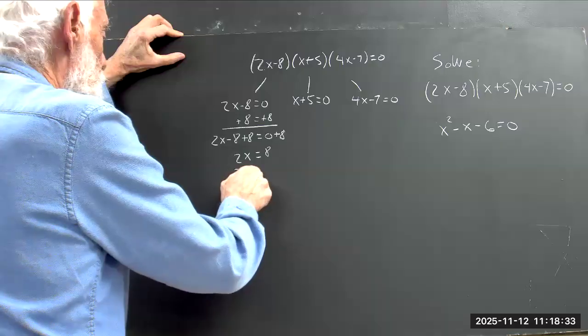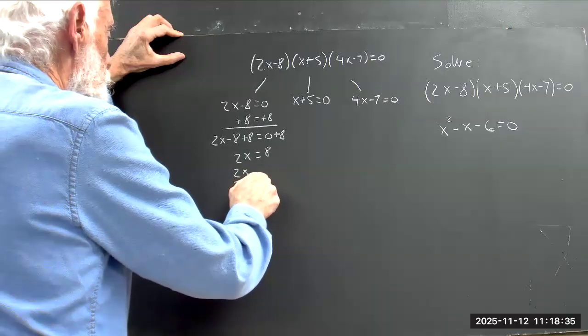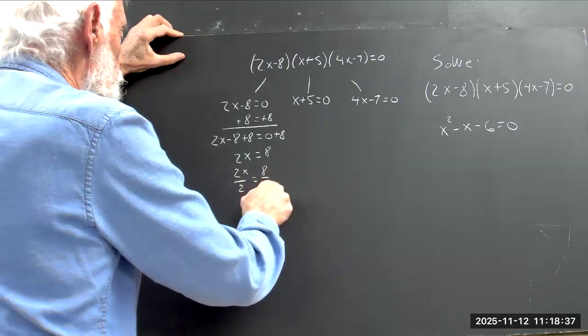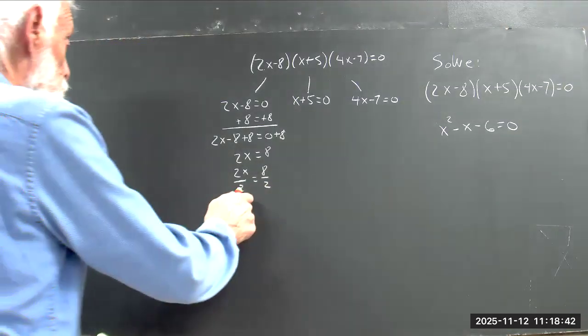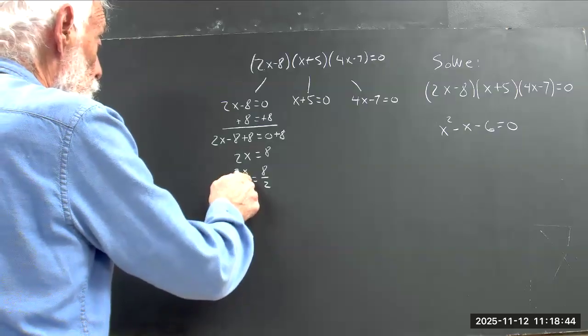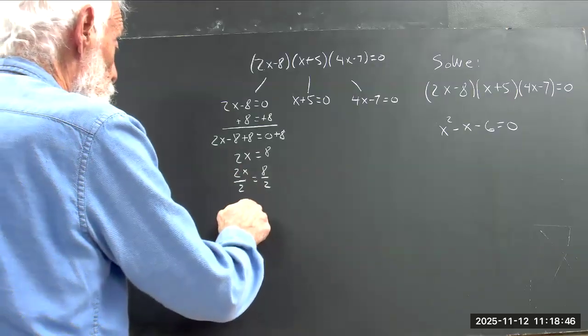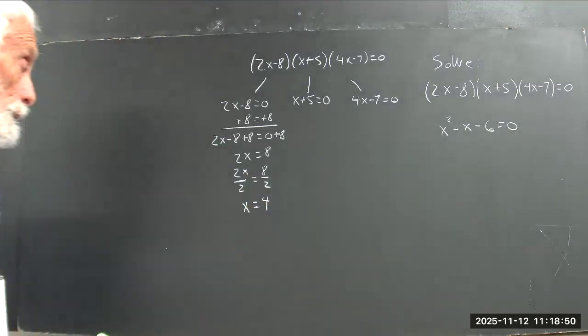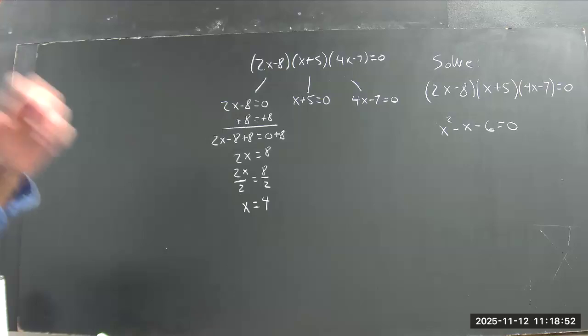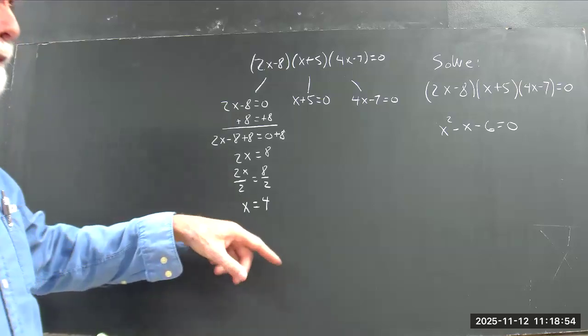And then we divide both sides by 2. The 2 in the denominator divides the factor of 2 in the numerator. We have x then equal 4. So x equals 4 is a solution.